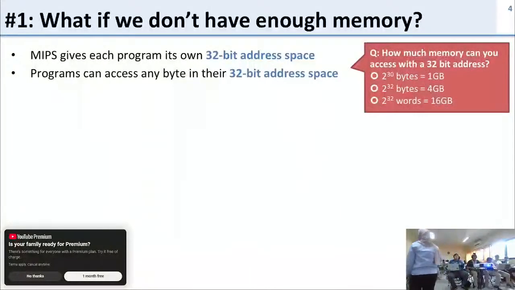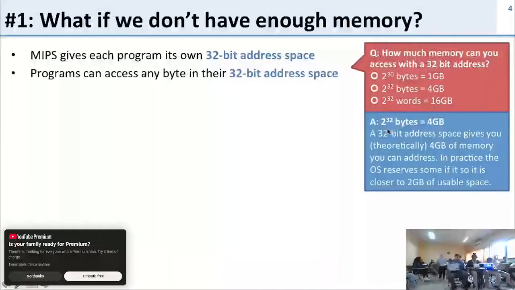Now, how much memory can you access with 32-bit addresses? Well, you can access 2 to the 32 bytes, or 4 gigabytes of memory. So theoretically, we've promised each program 4 gigabytes of space. In practice, the operating system reserves some of this, so it's really closer to 2 gigabytes. But for simplicity, we'll just look at giving each program its full 32-bit address space, or 4 gigabytes of memory.